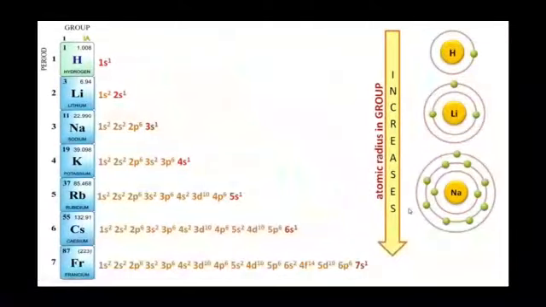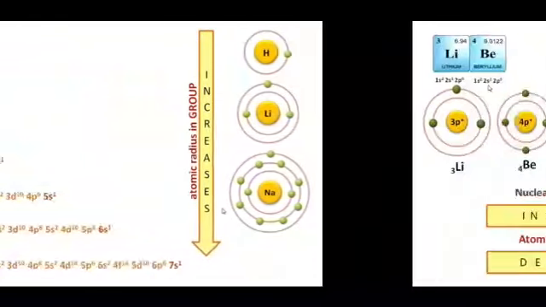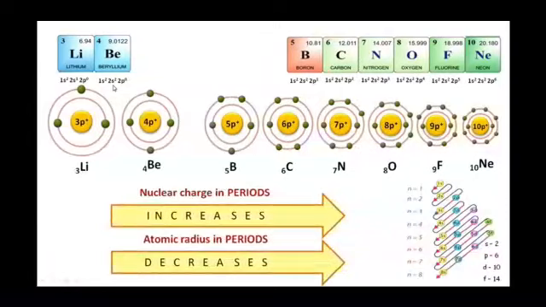Let me sum up atomic radius. When we move from top to bottom in the periodic table, atomic radius increases, and the reason is number of shells increases. When we move from left to right in the periodic table, all the elements will have the same number of shells. Hence, the atomic radius decreases.